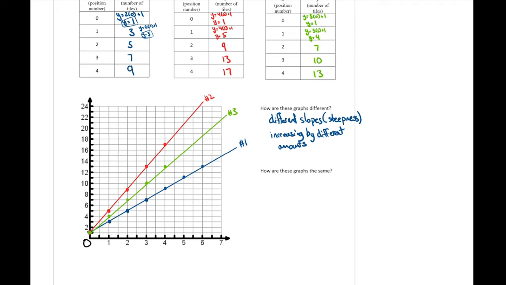How are these graphs the same? Well, looking at these graphs, they all start at the same spot. Could also refer to they have the same y-intercept. They're crossing the y-axis, which again is this vertical axis, at the same spot. In this case, they're crossing at 1, which also happens to be our constant.